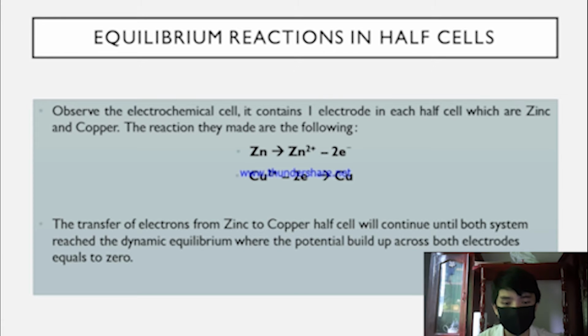So the transfer of electrons from the zinc to the copper half cell will continue until both systems reach dynamic equilibrium, where the potential buildup across both electrodes equals 0, which indicates that there are no more electron movements from both cells.